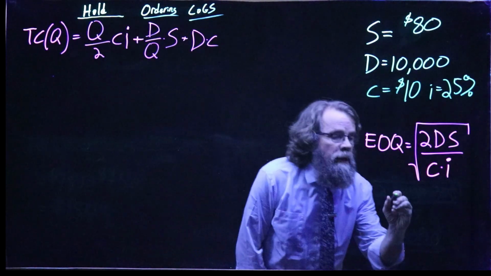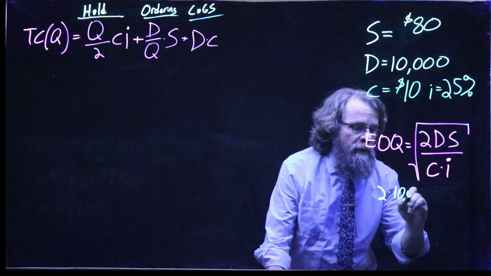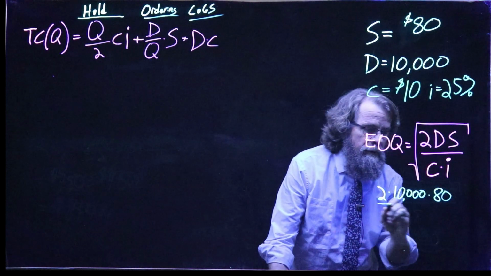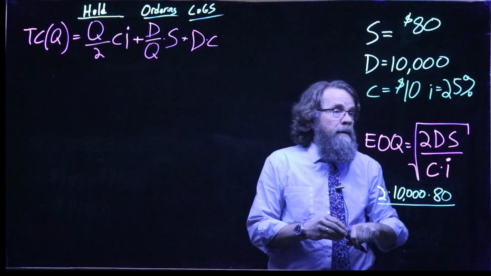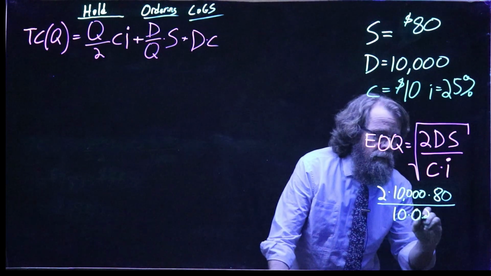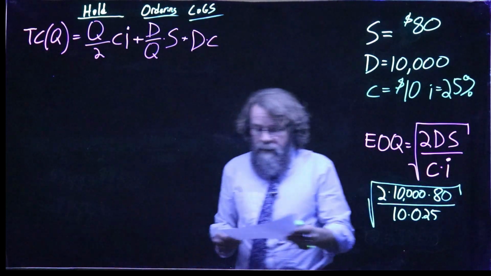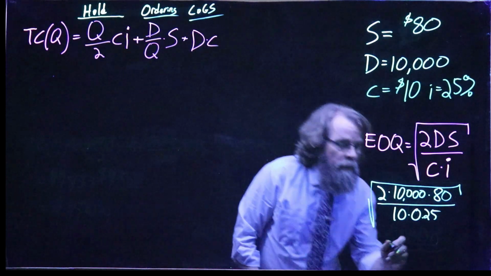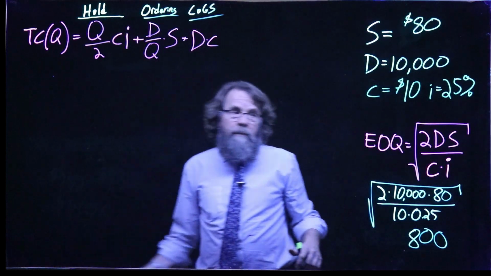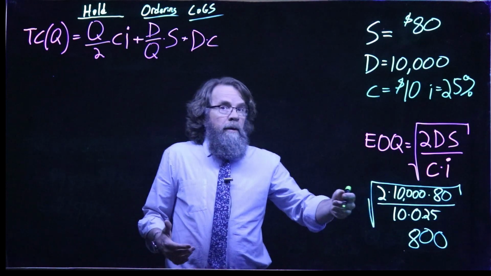So using the numbers we've got here, we'll have 2 times annual demand of 10,000 times the cost of placing an order or producing it ourselves of $80. And then we divide that by the cost per unit, which is $10, times the holding cost, which is 25%. And then we take the square root of that whole thing, and that should end up with an order size of 800.